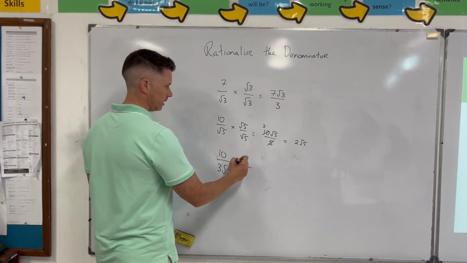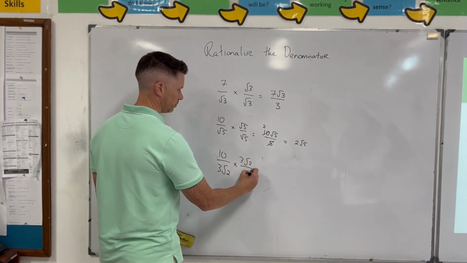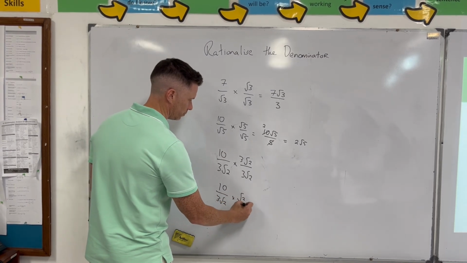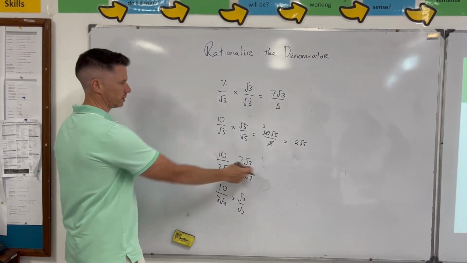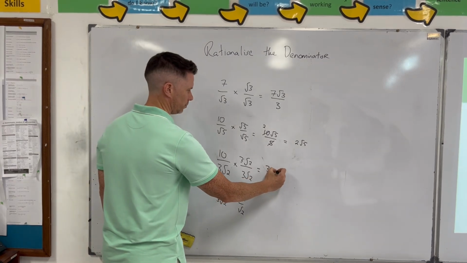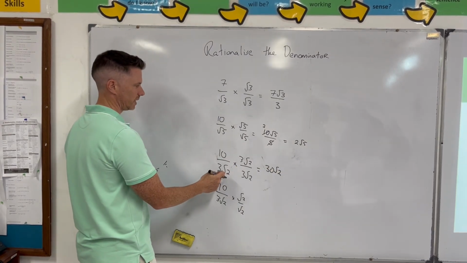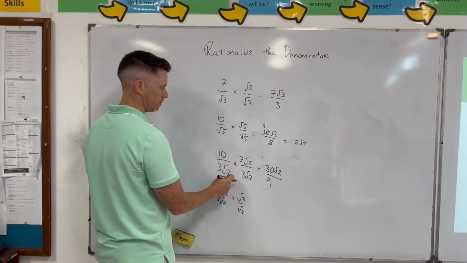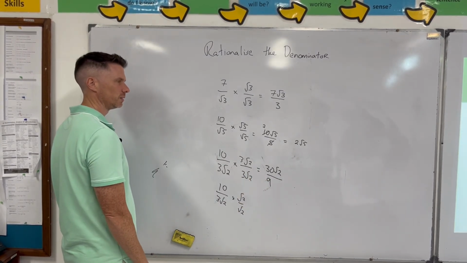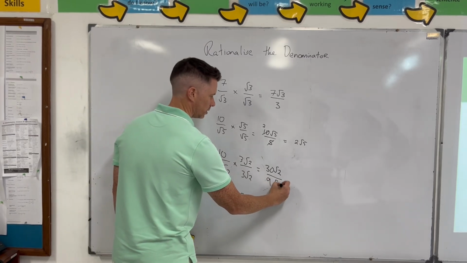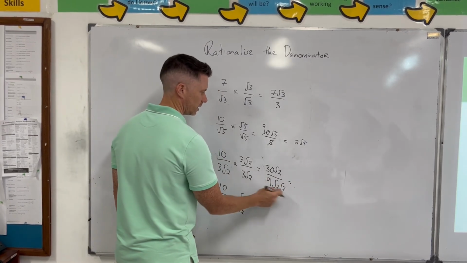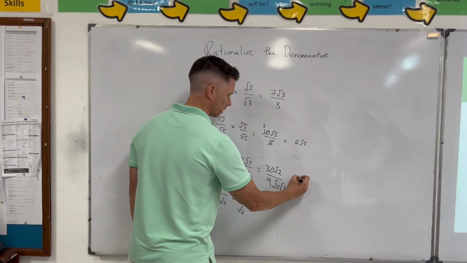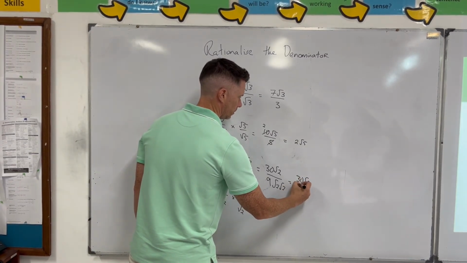I'll do both. I'll do 3 root 2 over 3 root 2. And in the second example, I'll just do root 2 over root 2. This one, I get 30 root 2 in the numerator, and I get 9 times root 2 times root 2, which is what? Well, let's write it out. Root 2 times 9 times root 2, which is 9 times 2, isn't it? Root 2 squared. So that's 18. So I get 30 root 2 over 18.